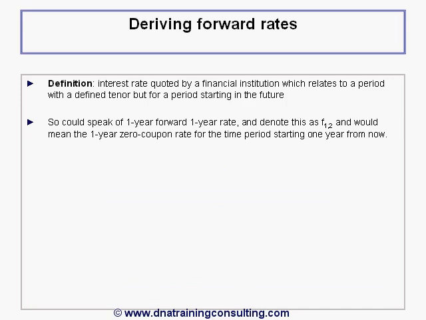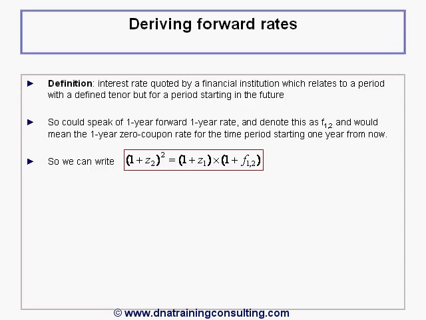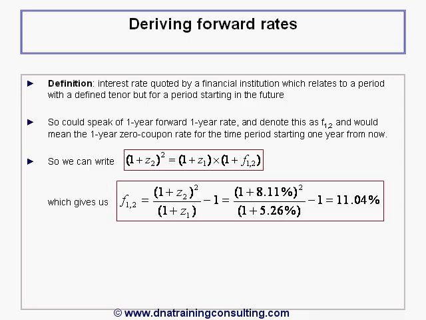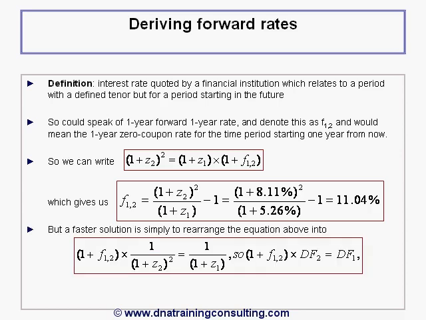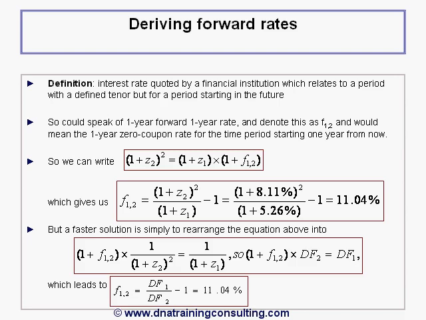Based on the above, we are therefore able to write this equation here, confirming the pattern shown in the diagram and the no arbitrage argument, and this would give us the following solution for F1,2, namely 11.04%. But perhaps a faster and more generally replicable solution is simply to rearrange the equation above, as shown here in the left part of this rectangle, which ultimately simplifies into what appears in the right part of the rectangle, where the F term is combined with DF2 to equal DF1, and therefore ultimately yielding a solution for F1,2 that is simply the ratio of DF1 divided by DF2 minus 1 and therefore equal to 11.04% once again.